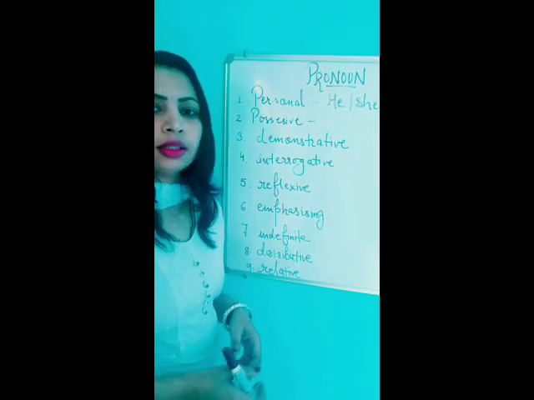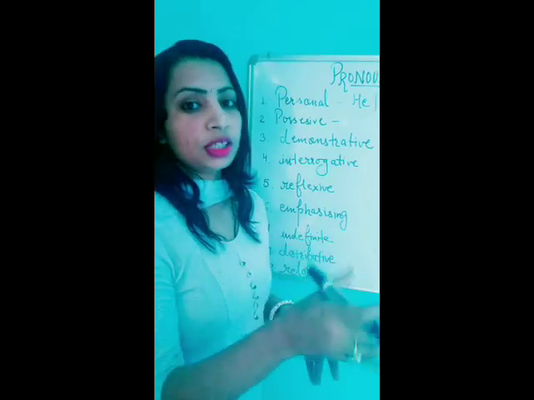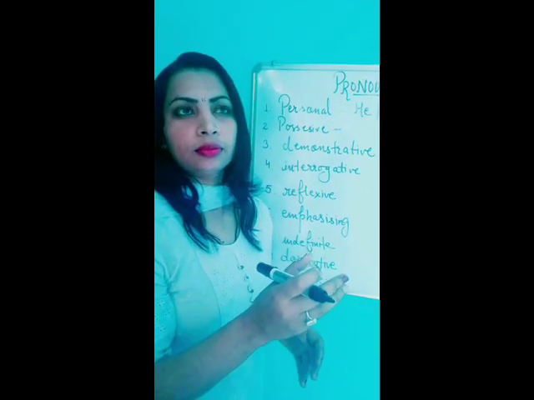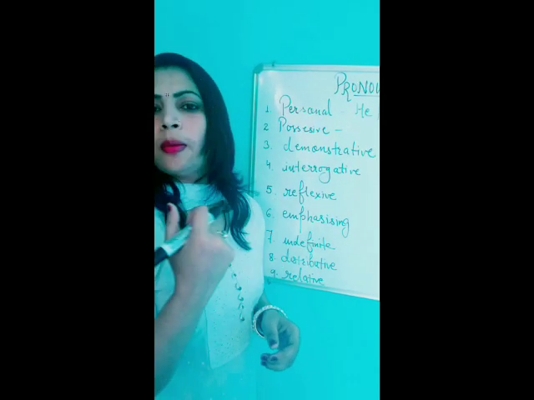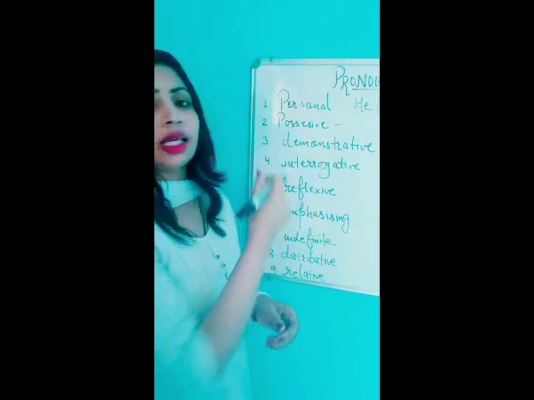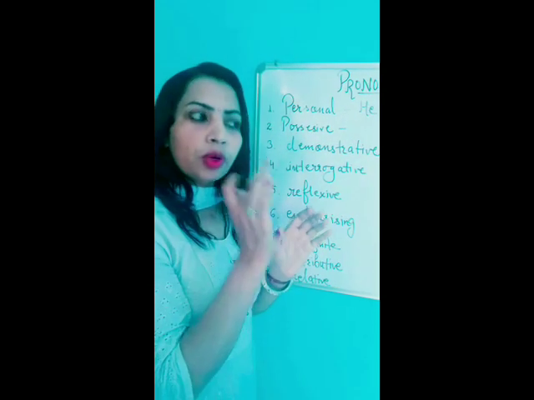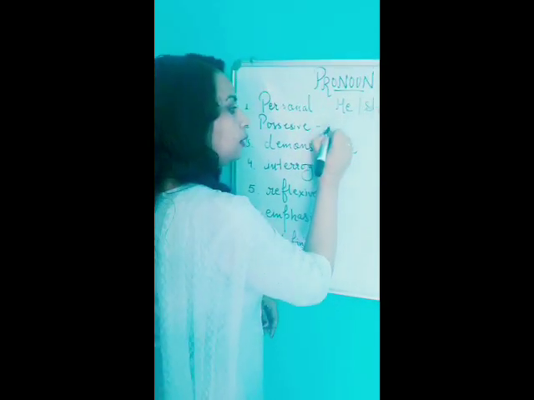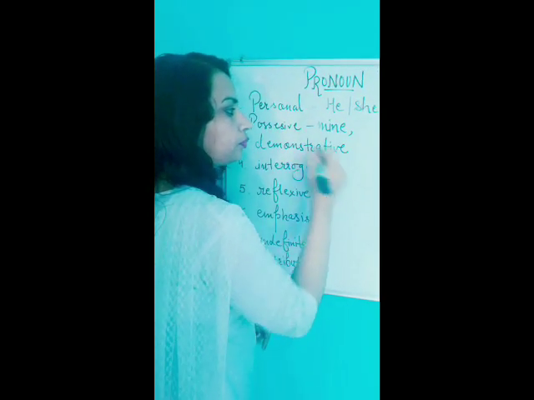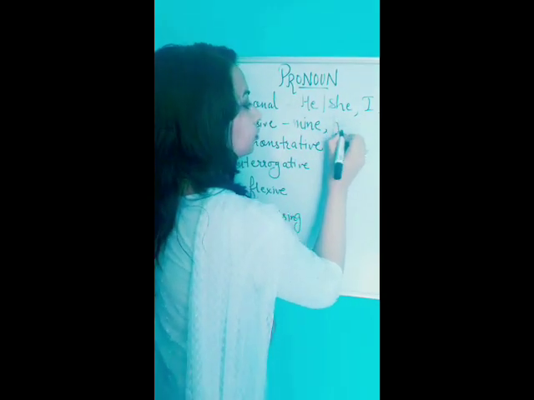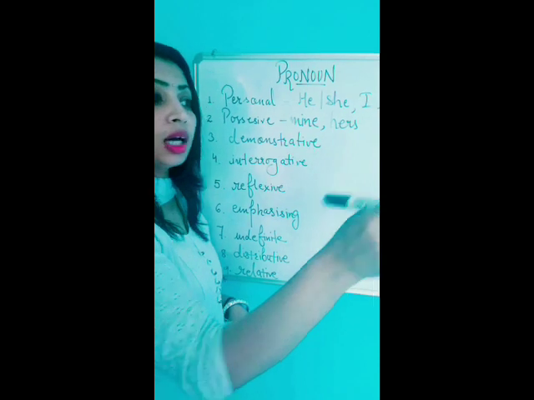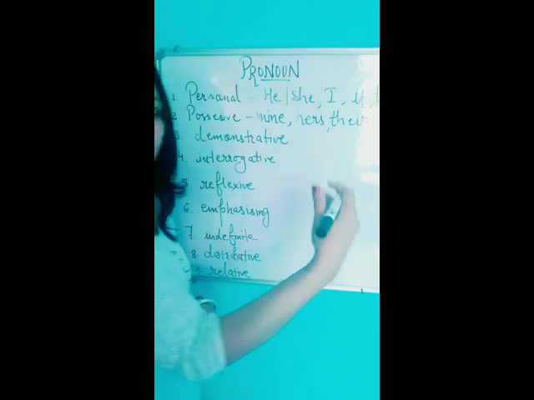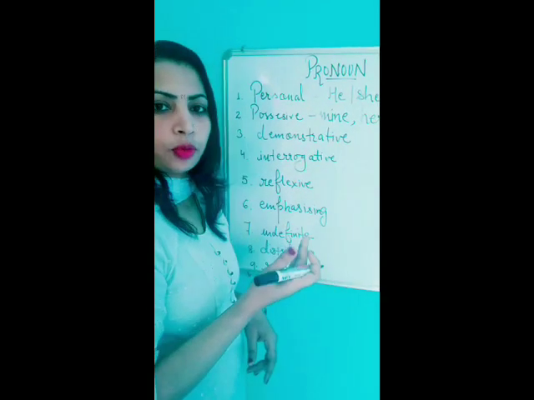Then second one is possessive pronoun. The name is telling itself. Possessive pronoun means possession. Which pronoun shows the possession over something. For example, that pen is mine. Mine is a possessive pronoun because that word mine is showing my possession over the pen. Like mine, hers, that books are hers, theirs, and so on. These are possessive pronouns.